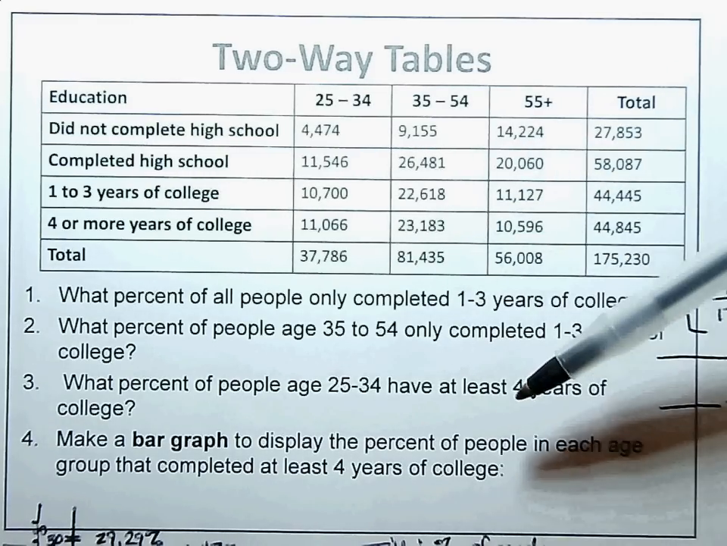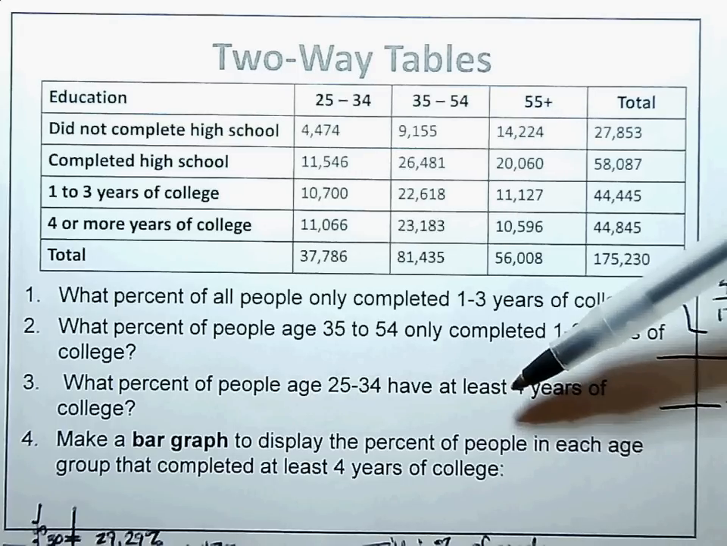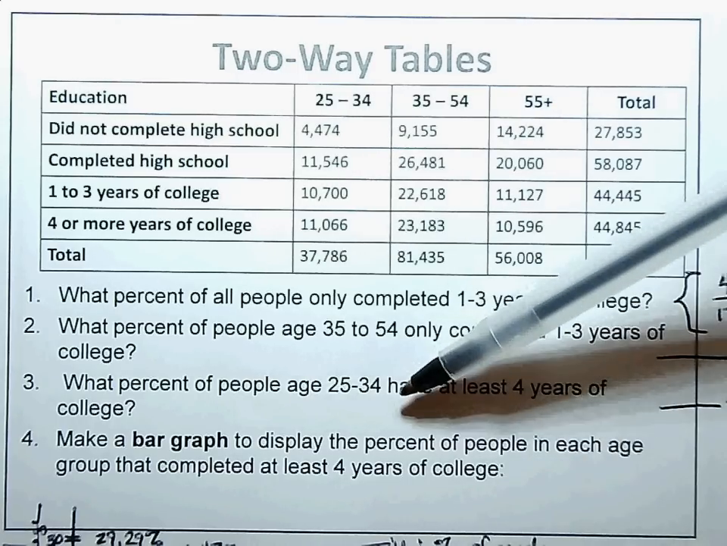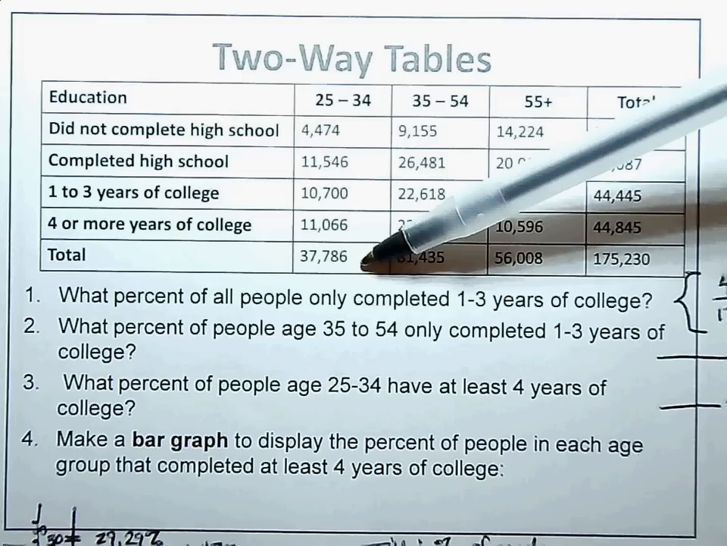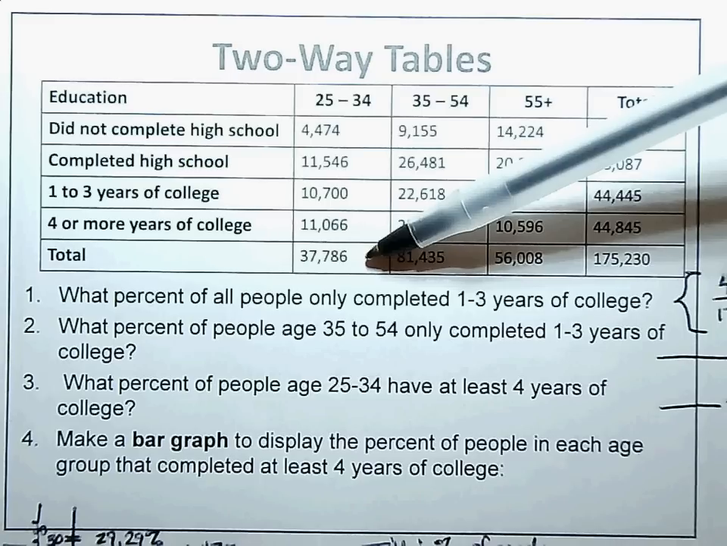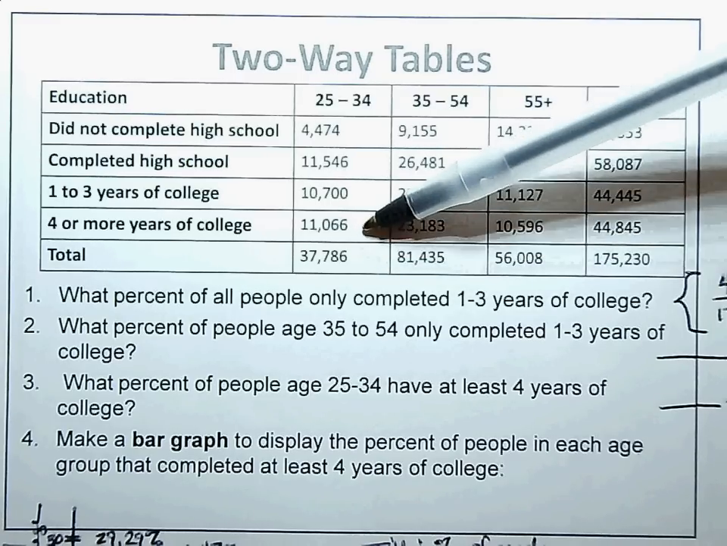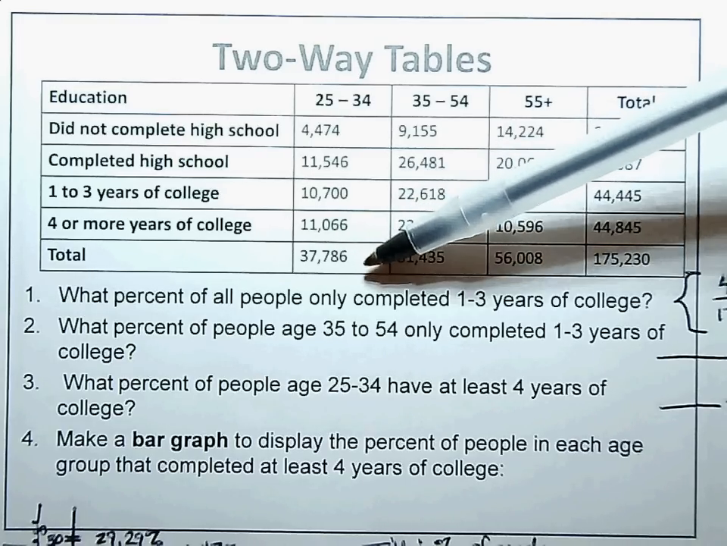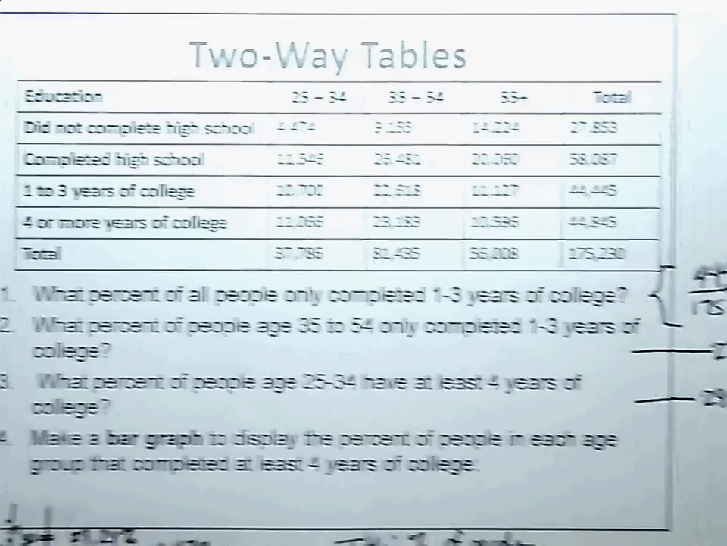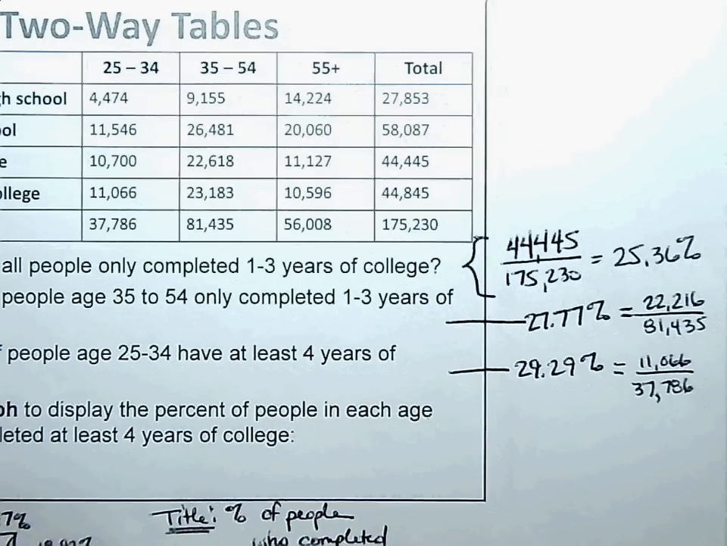The next one says, what percent of people aged 25 to 34, there's my denominator, people aged 25 to 34. My denominator will be 37,786. Have completed 4 years of college. So 4 or more years of college is 11,066, and I would divide 11,066 by 37,786, and I would get 29.29%. So I will move my graph over here so that you can actually see the calculations and check yours.